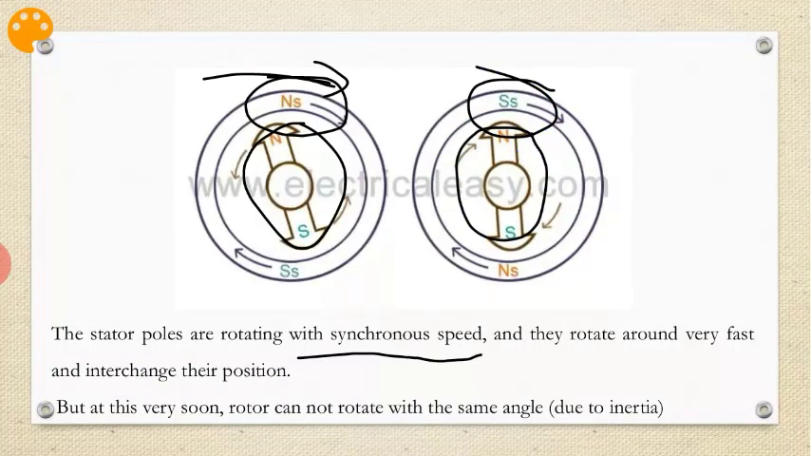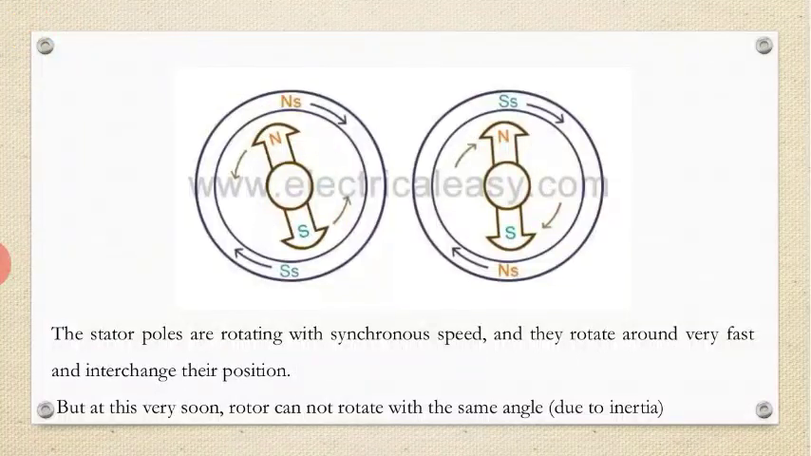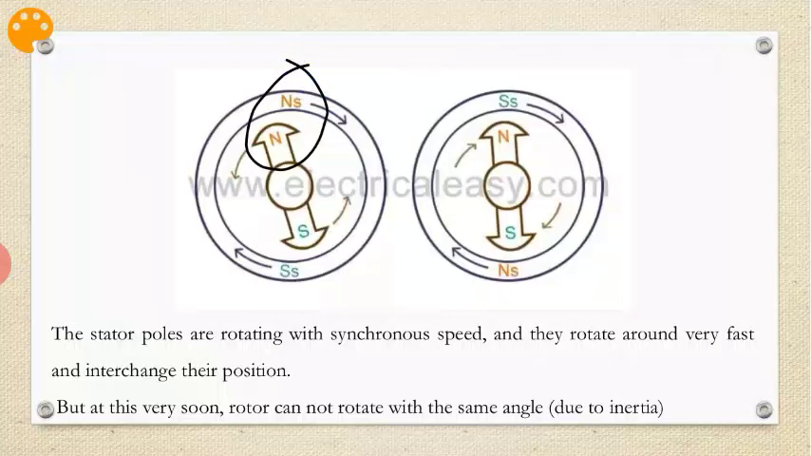In the first case, you can see here N and N, so both are the same poles. In the next half cycle, the stator pole is changed to S, whereas the rotor remains N only.